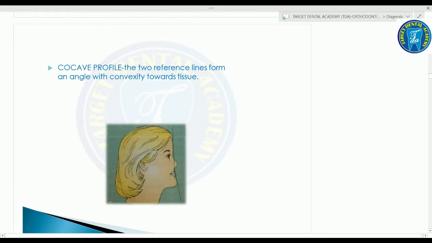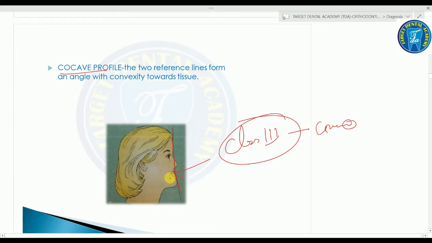Fine. Next is the concave facial profile. Concave, the line joining from the forehead to point A and point A to your pogonion. In which cases is your pogonion, your chin, slightly forward? In cases of class 3. In class 3 you will find the patient having the concave profile. Why? Due to the prognathic mandible. So your line should go like this, following a concave pattern.